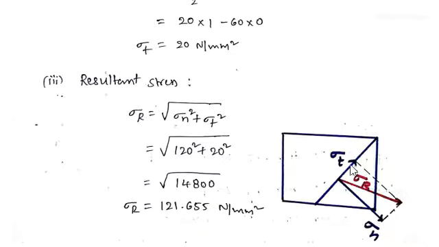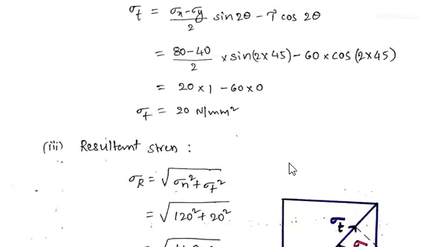So when you transfer the sigma t here, this is the sigma n and this is the sigma t, and both are perpendicular, and this will be the hypotenuse if you assume like that. So anyway, simply you can write sigma r is equal to under root of sigma n square plus sigma t square. So sigma n we got, normal stress 120, and the shear stress we got is 20. When you simplify this, the resultant stress on this oblique plane we are getting as 121.655 Newton per mm square. So this is the way to solve this kind of question.